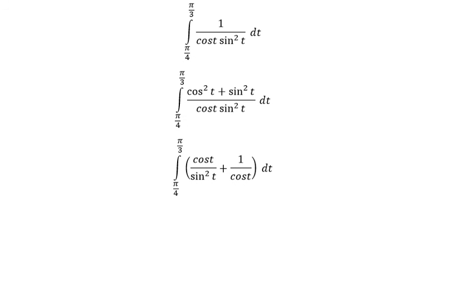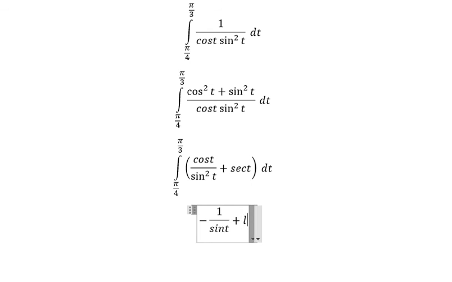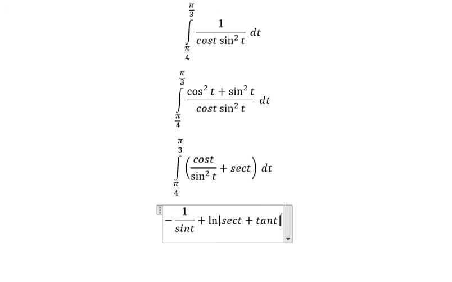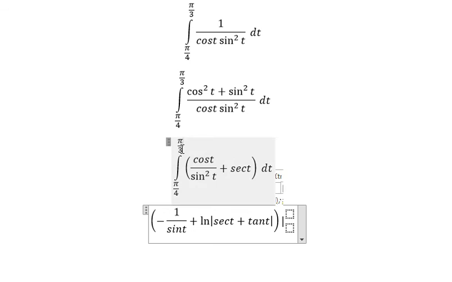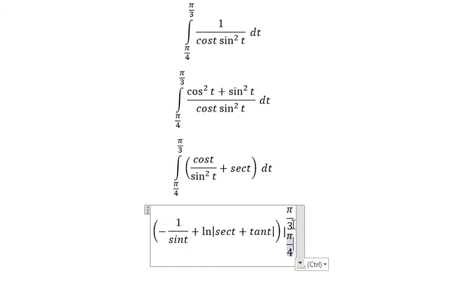And now we got the final answer. The integral of this one, you will got negative 1 over sine t. This one we will change for secant of t, and you got ln of the absolute value of secant of t plus tan t, and we have the boundary in both sides. So we put the number in here.